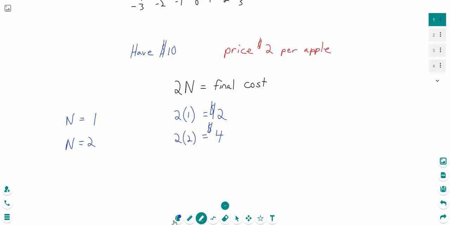Okay? Now, what would be a suitable domain for this particular equation right here? All right. So think about what I'm asking with that. The domain has to do with the variable. And the variable in this case is the n, right? That's what changes depending upon what I select. If I select one apple, it's a 1. If I select 2, it's a 2. So that is my variable. So the question is, what is the domain for this variable?